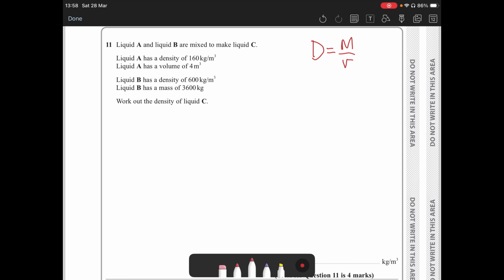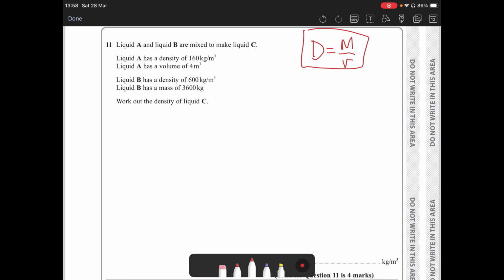The way I always remember is, and this is a bit random here, but in America where you get your driving license, it's called the DMV. Don't ask me why I remember that, but it helps me remember this formula. DMV. Whatever works, right? Find your own way. Density is mass over volume.